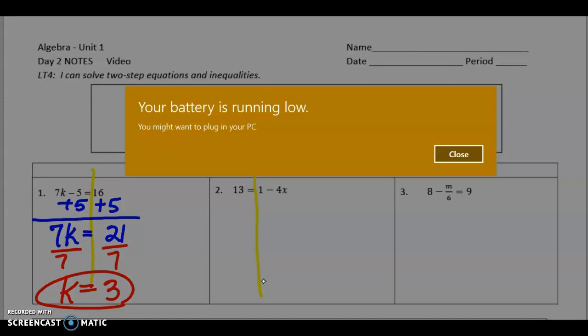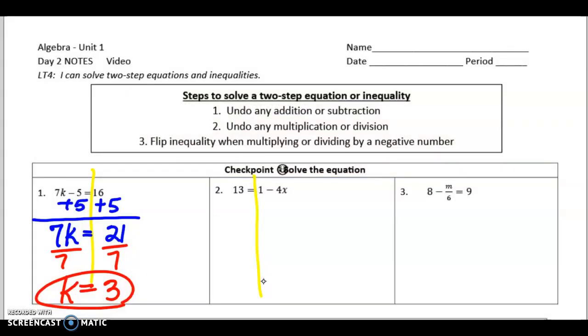Oh my gosh, if this unplugs, I'm going to die. Oh, there we go.